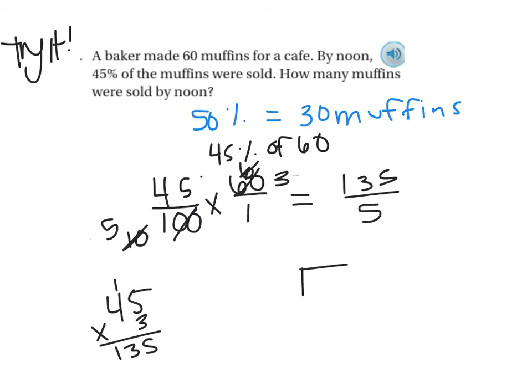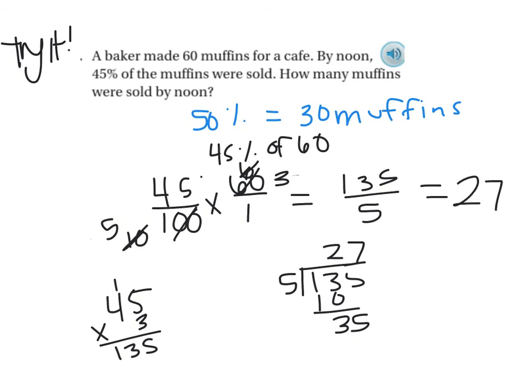And then 135 divided by 5. That's 27. Oh, that makes lots of sense. Because look, we said it would be less than 30. And it's just a little bit less than 30. So there's 27 muffins.